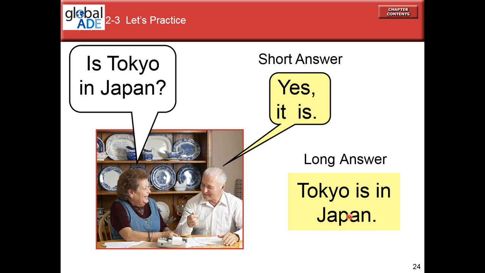Yes it is. That is the short answer, but the long answer is Tokyo is in Japan.